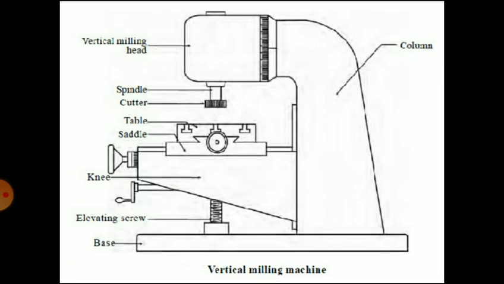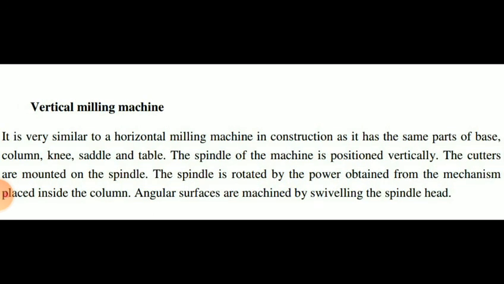Now next is the vertical milling machine. The vertical milling machine is very similar to the plain horizontal milling machine, except that the spindle is held in a vertical position instead of horizontal. So in a horizontal milling machine, the spindle rotates horizontally. In a vertical milling machine, the spindle is held in a vertical position instead of horizontal.